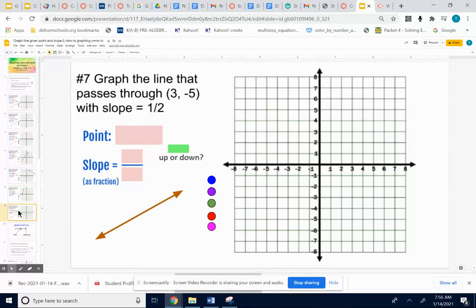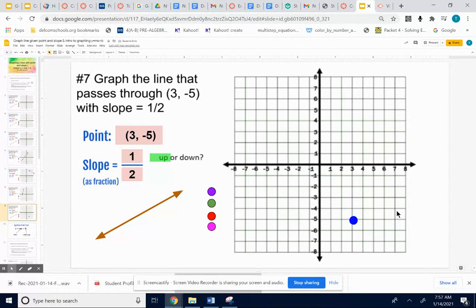Okay, the last one in this section, starting at point 3, negative 5. The slope is 1/2, just type it in. That's a positive 1/2, so that means we're going to go up 1 over 2. So we're going to start at 3, negative 5. Find 3 on the x-axis. Travel until you're across from negative 5 on the y-axis. There's your first point.